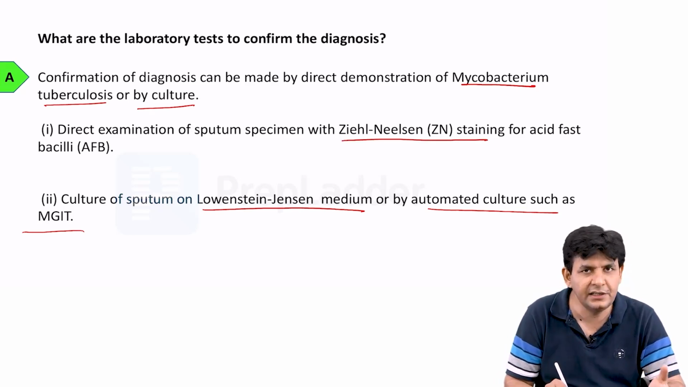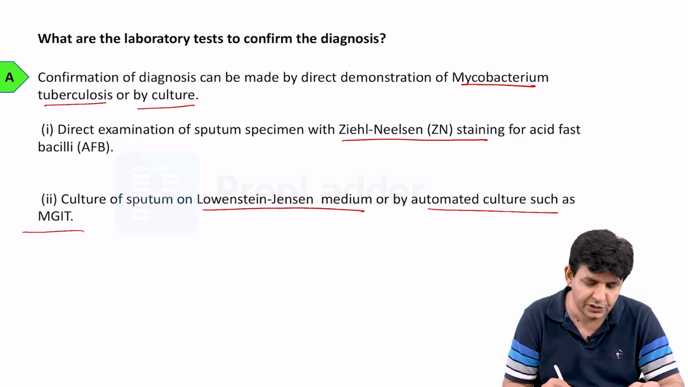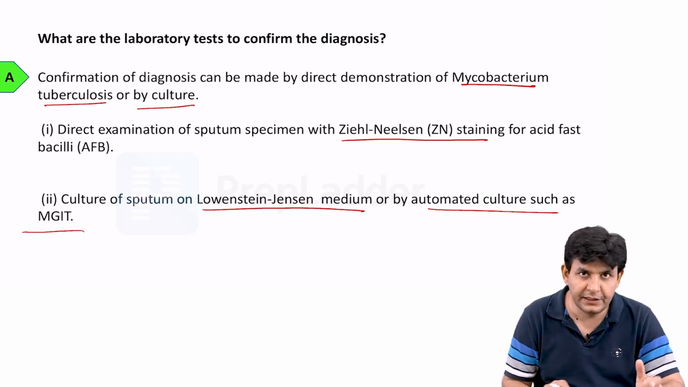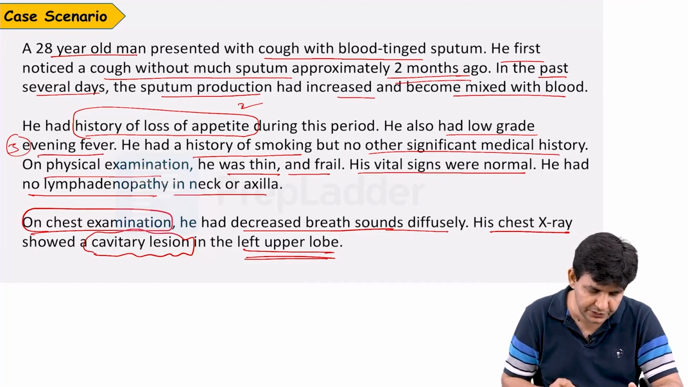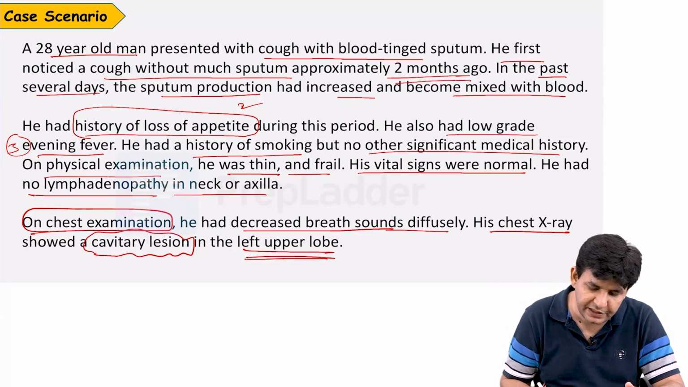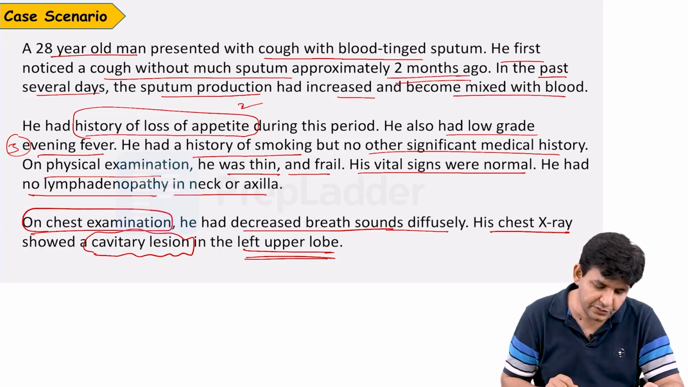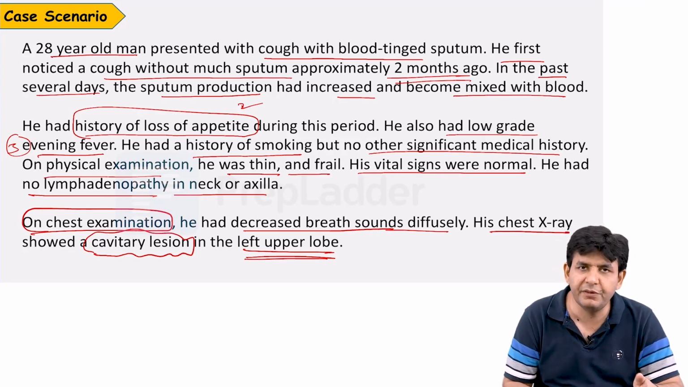And this is important: ZN staining. The modified ZN staining is also termed what? Kinyoun staining, in which you don't heat. That is the cold method of staining. So you need to focus on all these things in this question, because sufficient hints were there. Loss of appetite, cough with blood-tinged sputum, decreased breath sounds diffusely on chest examination, and a chest X-ray showing a cavitary lesion in the left upper lobe. There is also an evening rise of fever. So all this goes in favor of what?